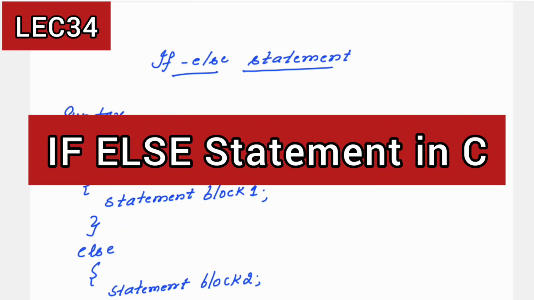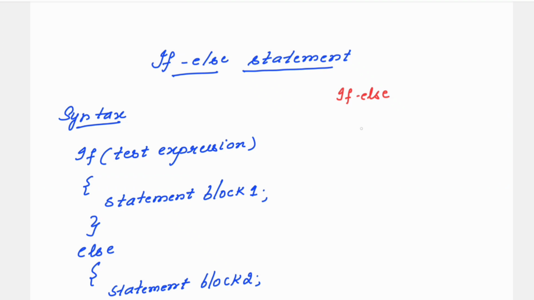We'll continue with the decision making and branching statements. The next statement in the list is the if else statement. Earlier, in my previous session, I explained the simple if statement. So why do we require the if else statement now, or when do we require it?